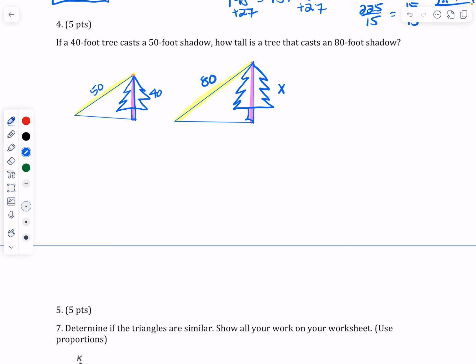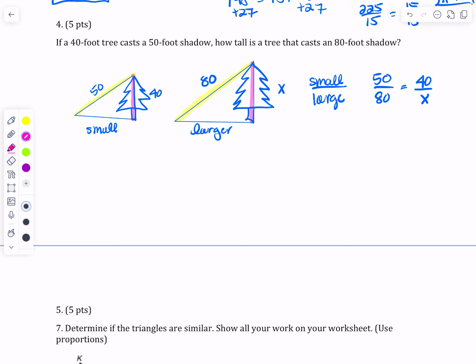So I'm going to set up a ratio. So this is the smaller tree, right? And this is the larger tree. Okay, so I'm going to do small over large. So the shadow is 50 foot over large, which is 80, and then small, the tree is 40, and we don't know how tall the tree is for the large one.